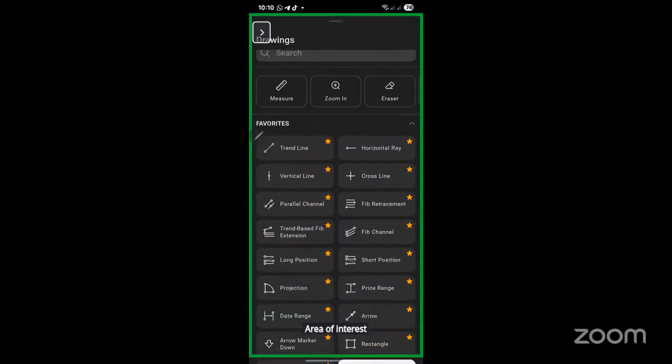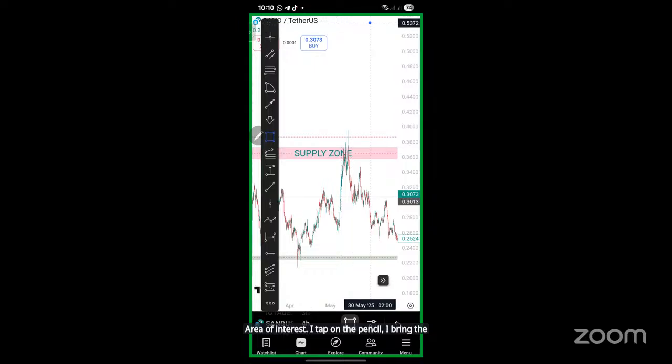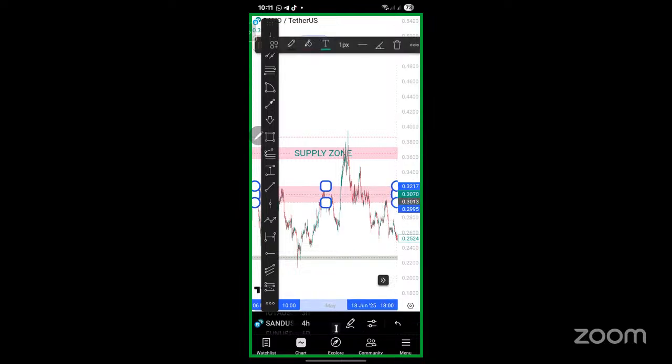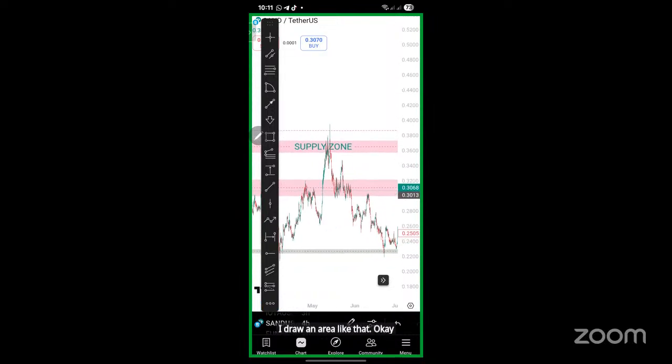I tap on the pencil, I bring the rectangle. I tap here where price started playing around. I go like this. I draw an area like this, and an area like that.